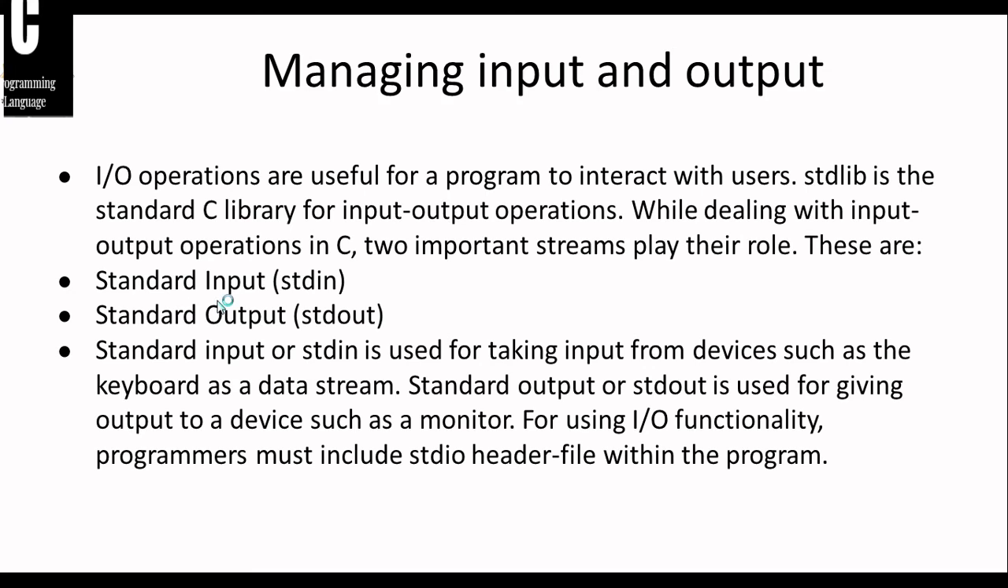There are mainly three types of streams we use here: standard input, standard output, and sometimes standard error. Standard error displays on the display device or file. So we use these three: stdin for standard input, stdout for standard output, and sometimes stderr. We use the header file stdio.h for standard input and standard output.